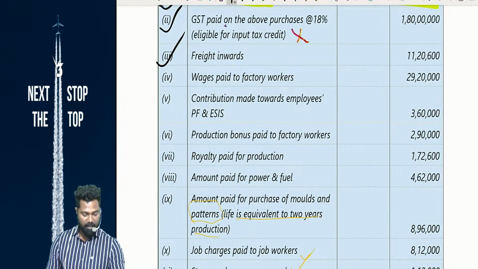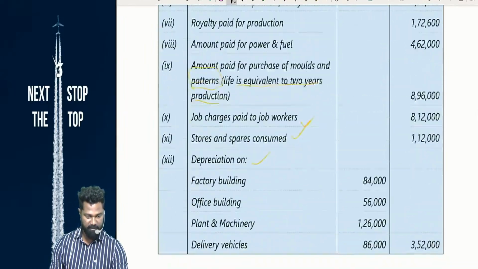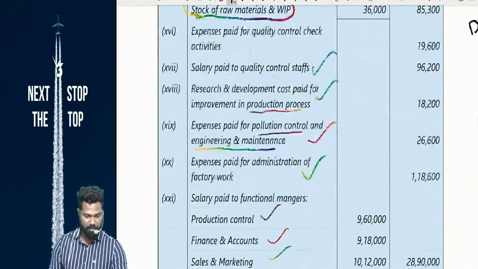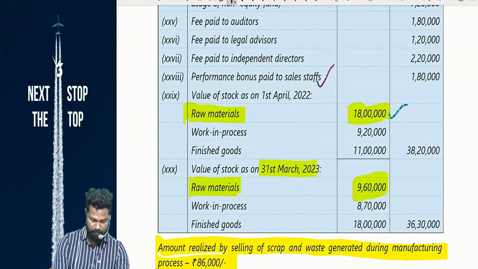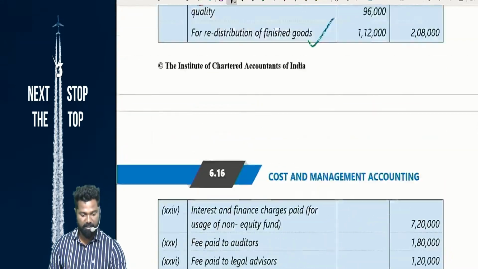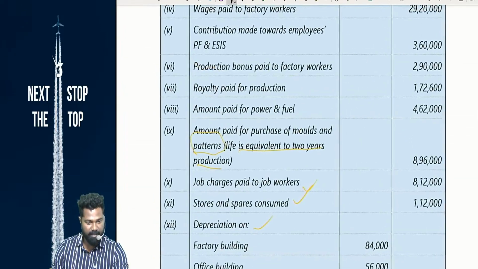Now tell me. See, we have computed. Once we have done, please tick off all the items we have done. Closing WIP is done, closing raw material, clear? So opening stock of raw material done, closing stock of raw material is done. Now coming back to labor. Go through the question and tell me how much is labor.